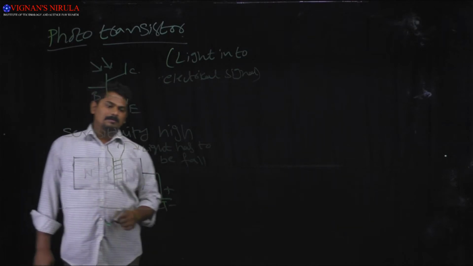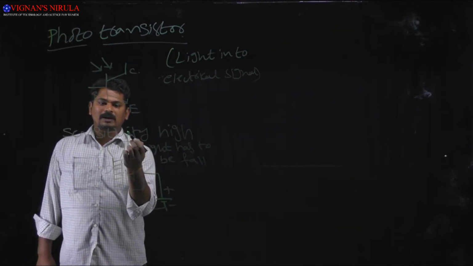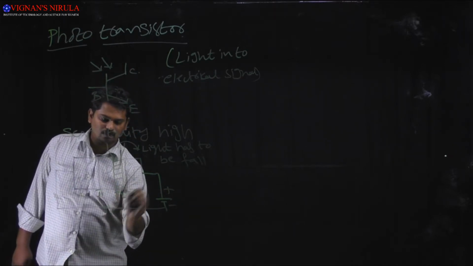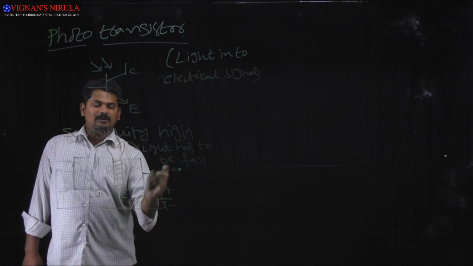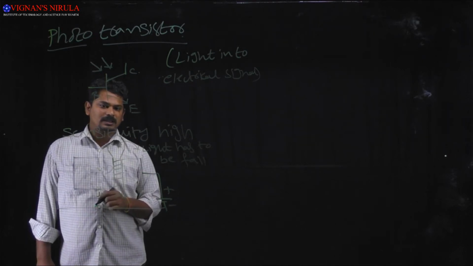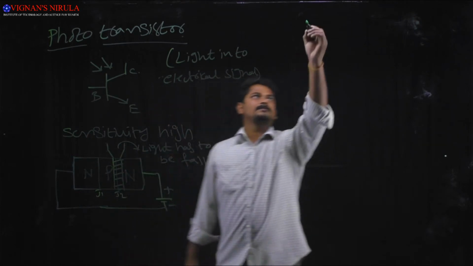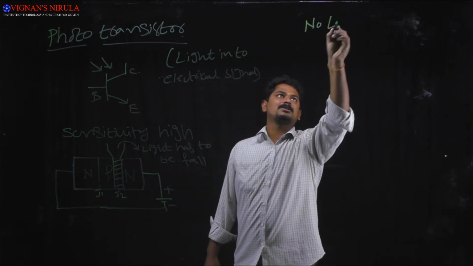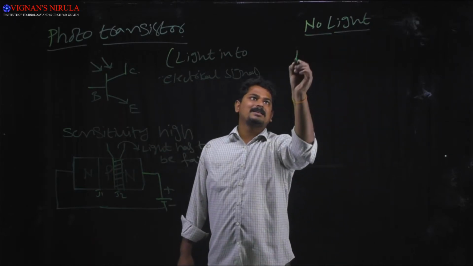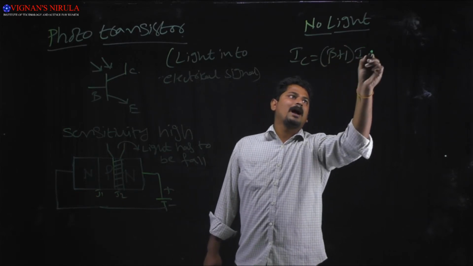So here remember one point. The amount of light which falls on this junction J2, this is called junction J2, only that light is converted into the collector current. And the main drawback of your phototransistor is that even if there is no light, there are two conditions, no light and light on. In this condition the collector current is equal to beta plus 1 into ICO.